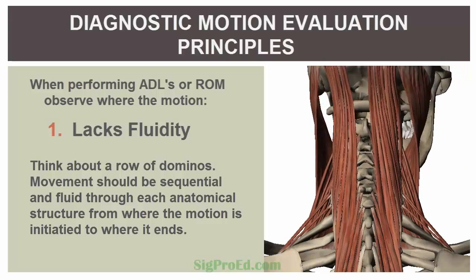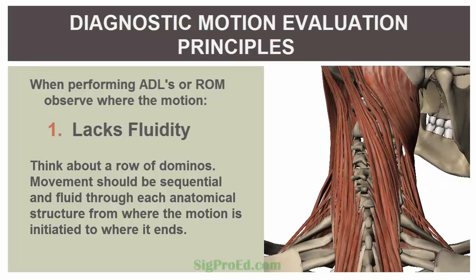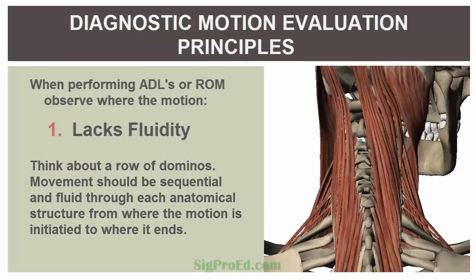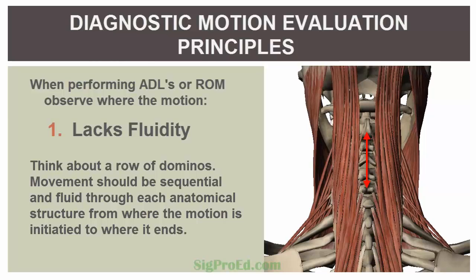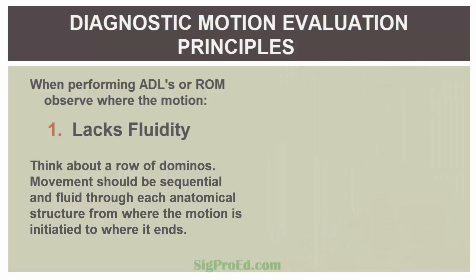That area would not need to be mobilized. What would need to be mobilized are cervical levels 2, 3, 4, 5, and 6. And cervical level 7 would in fact need to be stabilized because it has become hypermobile by compensating for a lack of motion through the cervical spine levels 2 through 6.